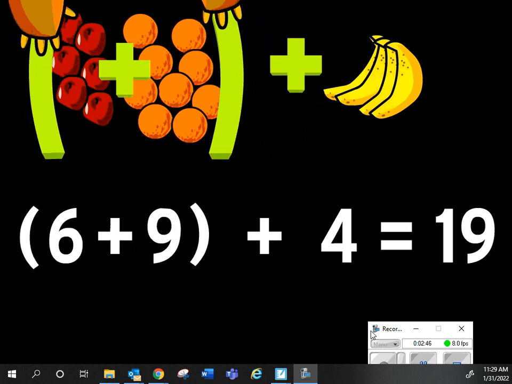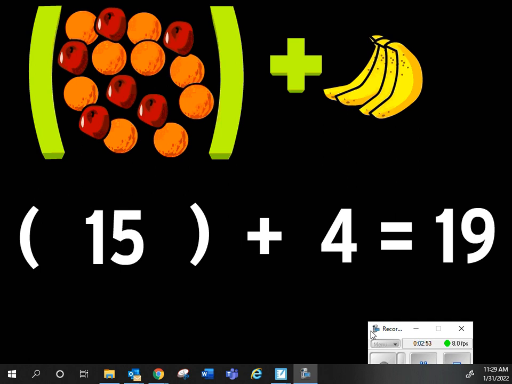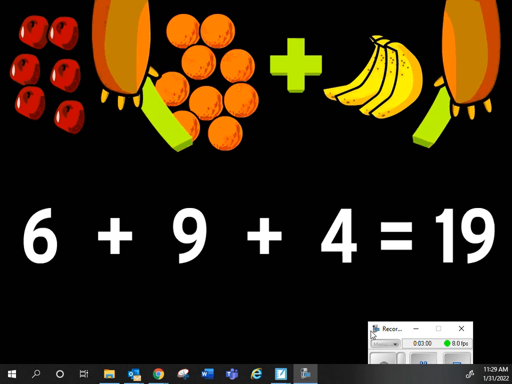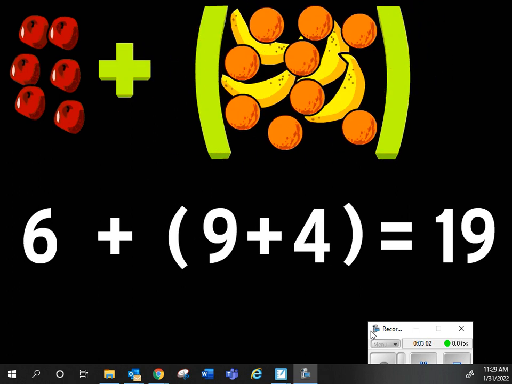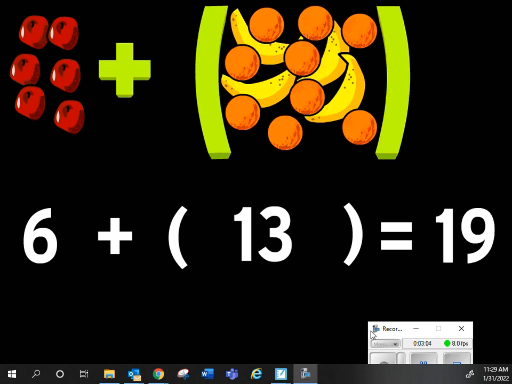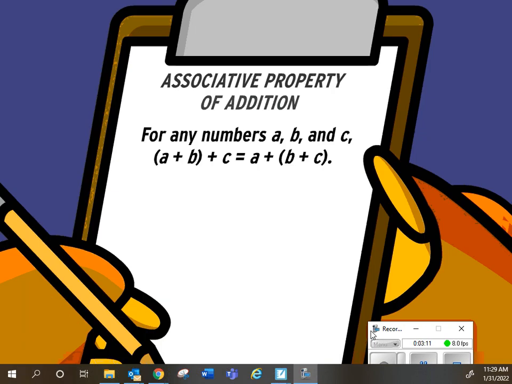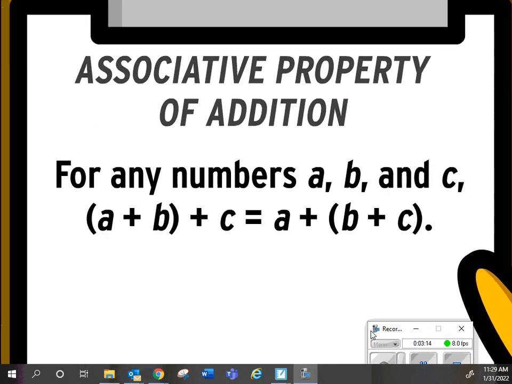Using parentheses like this groups the apples and oranges together. It's a rule that we always do what's in the parentheses first. So, 6 plus 9 equals 15 plus 4 equals 19. Even if we move the parentheses and change the order of addition, our answer still comes out the same. No matter how we arrange the addends, their sum is always 19. This is an example of the associative property of addition. For any numbers A, B, and C, A plus B plus C equals A plus B plus C.